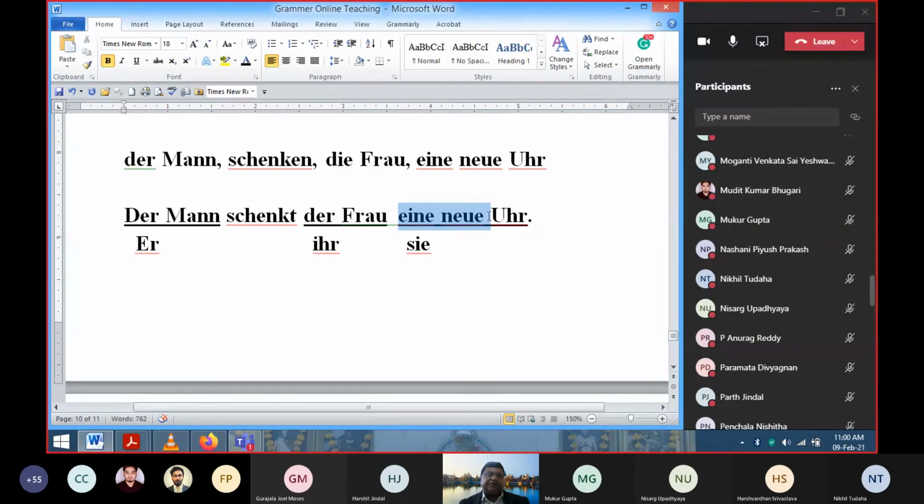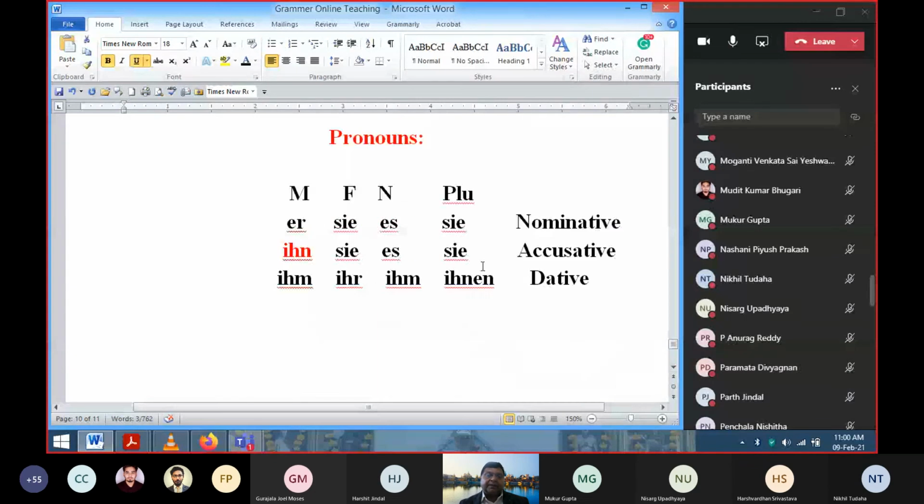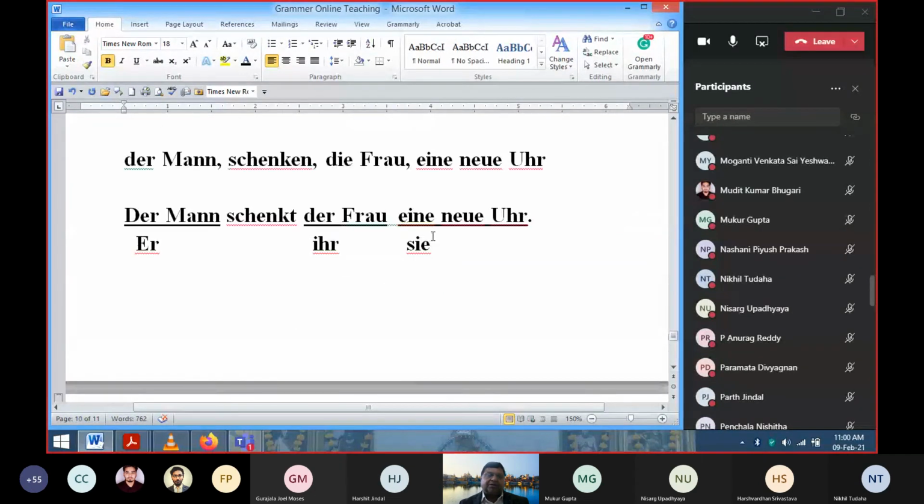But in German, it's feminine. So you have to use the feminine pronoun only. Otherwise, there will be a grammatical mistake. Don't go by translation and replace them. You first see what is the gender of the noun in that language. So here it is a feminine noun, so you have to select the feminine pronoun. The feminine pronoun is sie. You should not write es. Es means it, but it is wrong. So you have to write sie here.